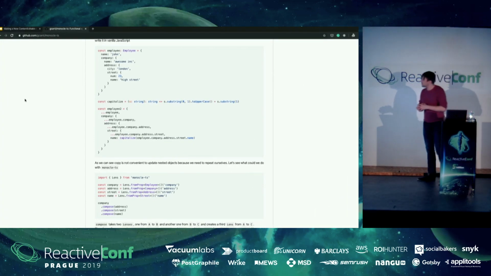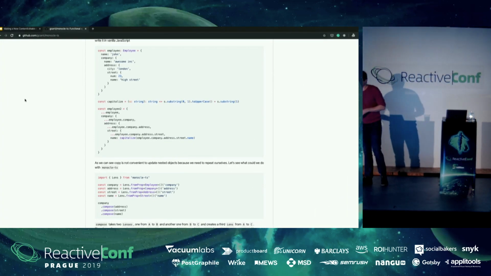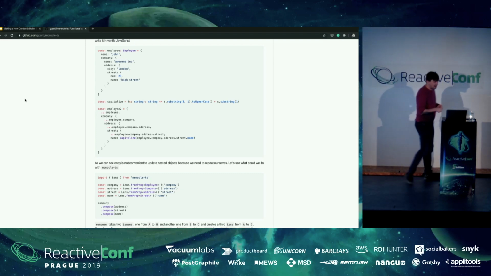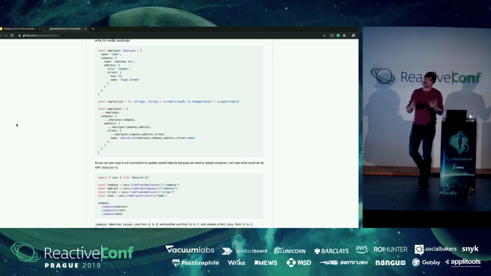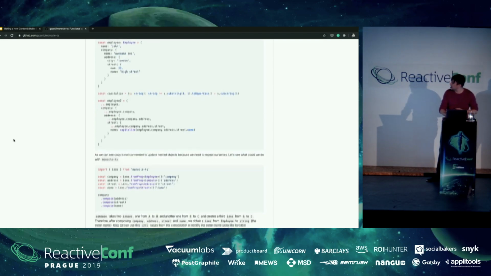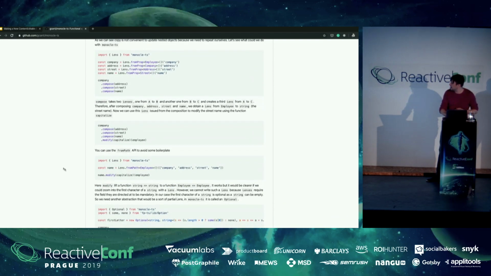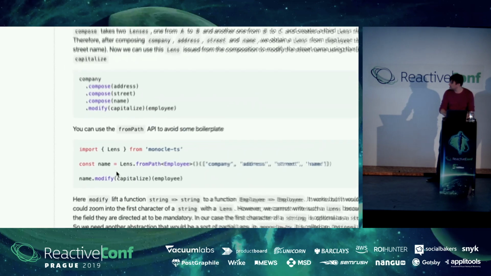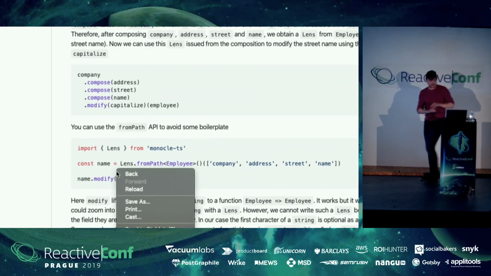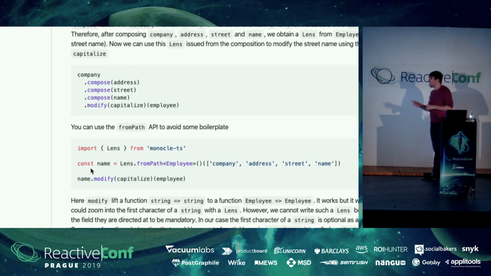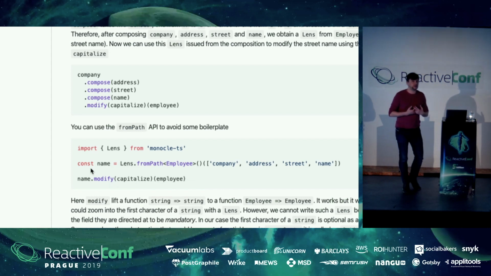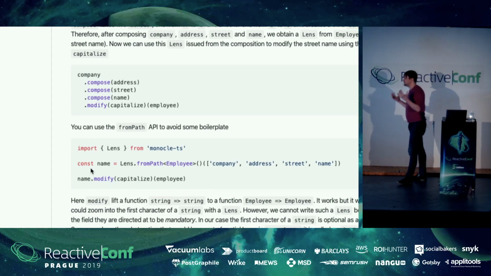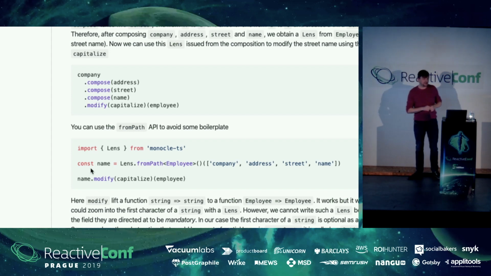Yes. So this is the code that people write all the time. Nested, spread. It's just boring. Monocle is a library from Scala, ported to TypeScript, which allows us to write this code. This is basically a lens, type checked for any typed structure. This is just a little sneak peek of what's possible.